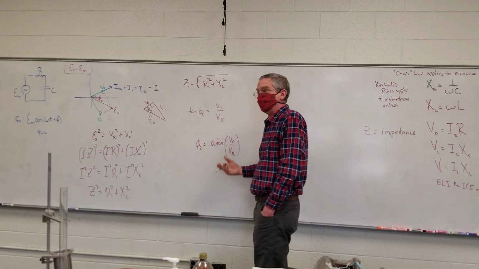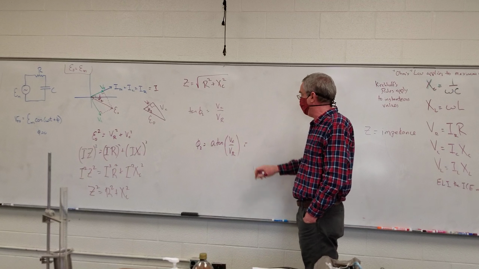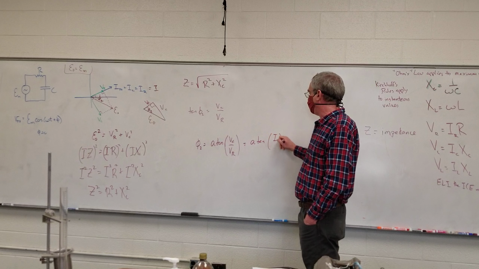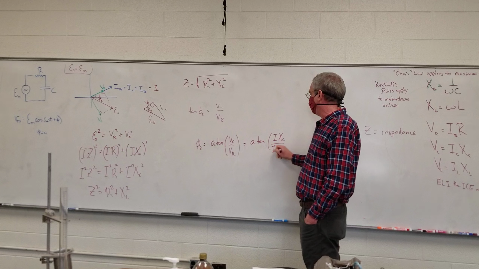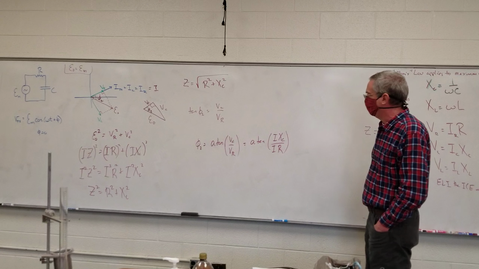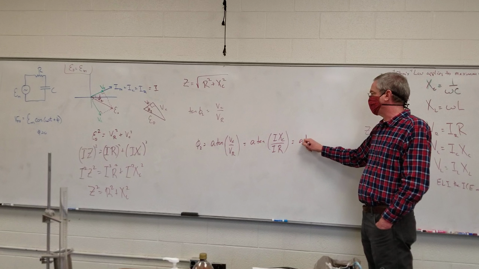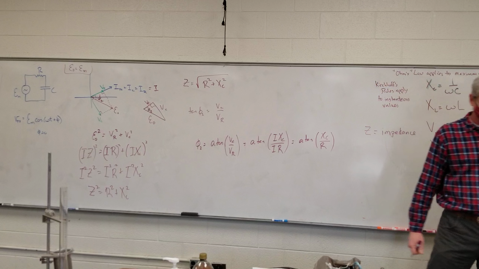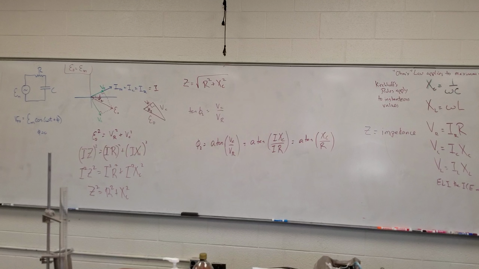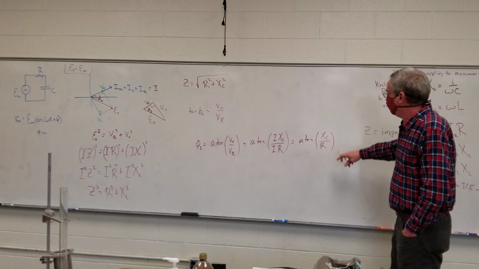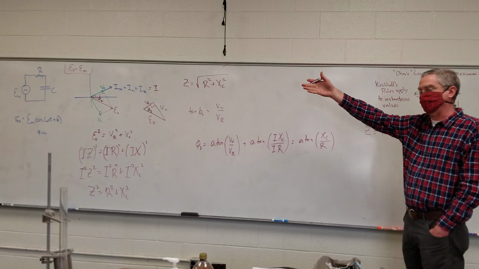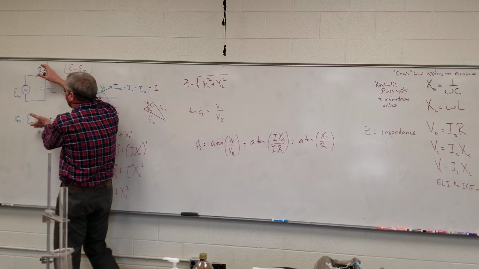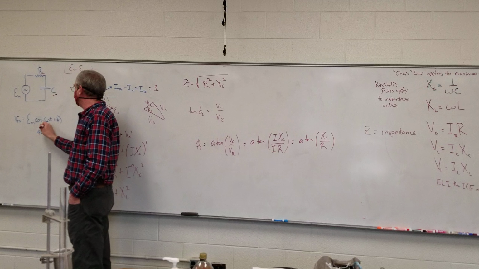But we don't know what those are yet, but we can narrow it down some. That's going to be equal to the arctan of I times X sub C over I times R, which is the arctan of the capacitive reactance divided by the resistance. In a typical problem, you're given R, you're given C, you're given omega. This is typically the type of thing that you are given in a problem. So you would know those values.